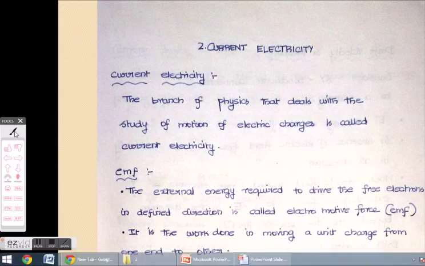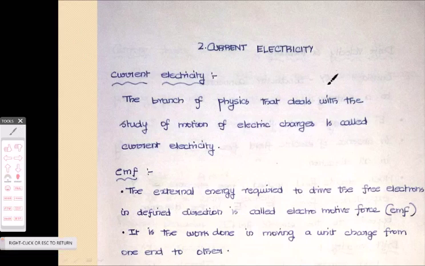Let's begin. Let's see what is current electricity. Current electricity is a branch of physics that deals with the study of motion of electric charges. The previous chapter was concerned with electrostatics, the static electric charges or charges at rest. Current electricity deals with the motion of electric charges.